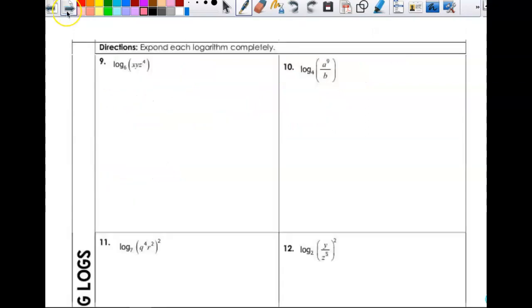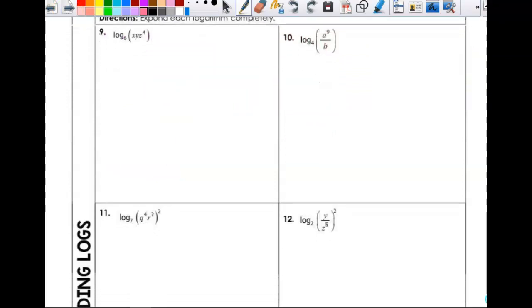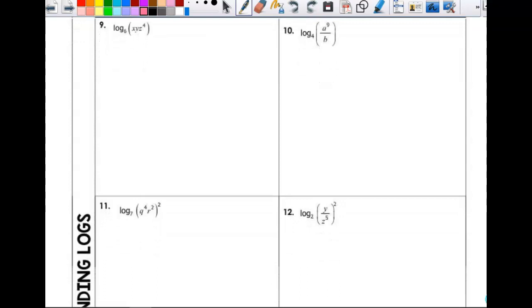Now we put them together, now we're gonna take them apart. Okay, we're gonna expand. So this says we've got log base 6 of x times y times z to the 4th. All right, so I can't take care of my exponent first because that 4th is not on the whole thing, it's only on the z. But I have these 3 things being multiplied together, so I can split them up into what? Addition. So this will give me 3 separate logs with addition. So log base 6 of x plus log base 6 of y plus log base 6 of z to the 4th.